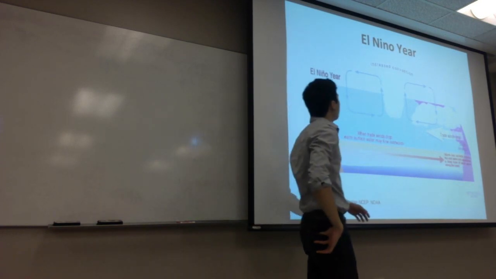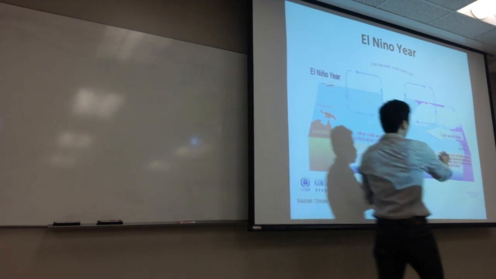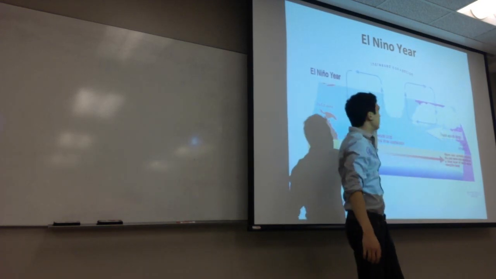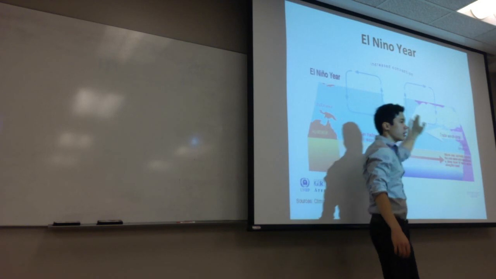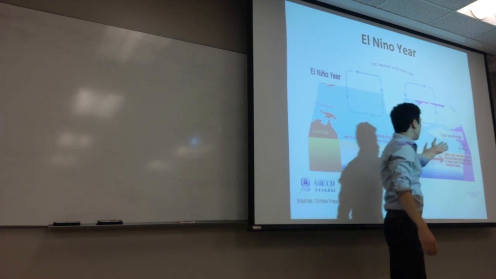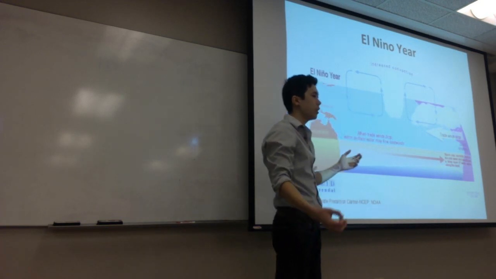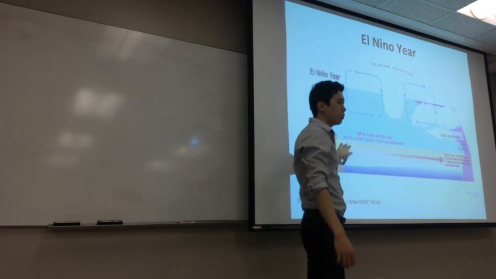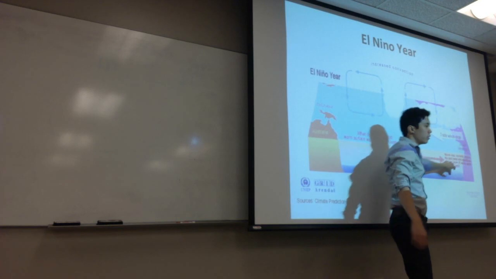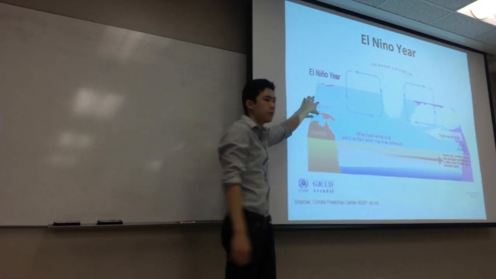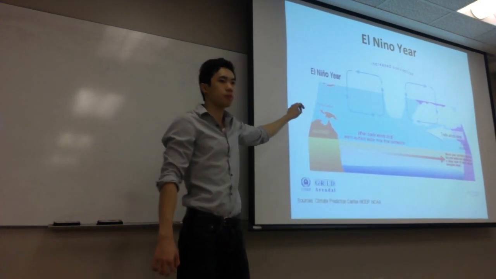La Nina is intensification. Normally the trade winds blow this way, right? And then during El Nino they blow this way, right? But during a La Nina they blow this way even stronger. So normal conditions are intensified. There's even more warm water pulling up here, and even more upwelling happening here. It's even warmer and wetter over here. Okay. Any other questions?